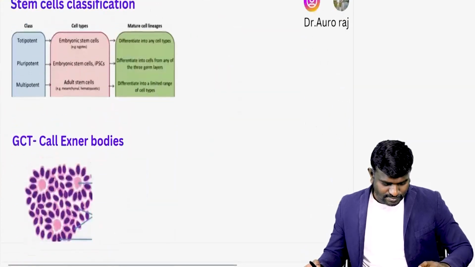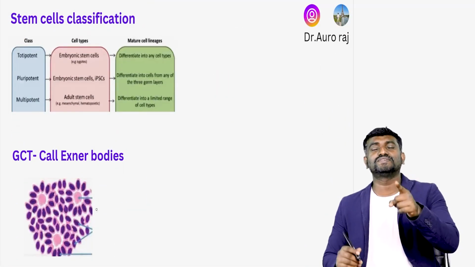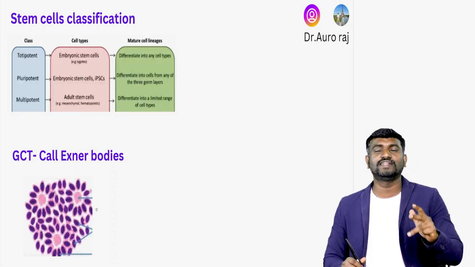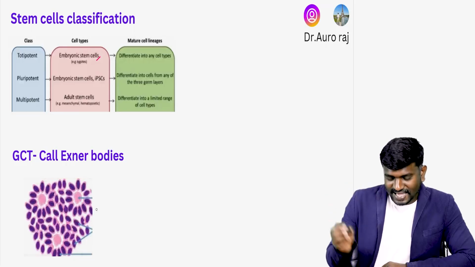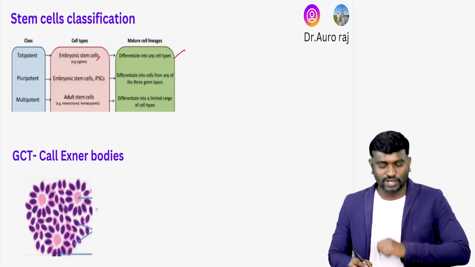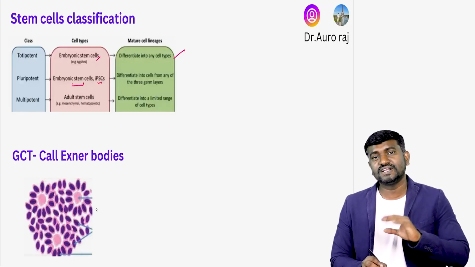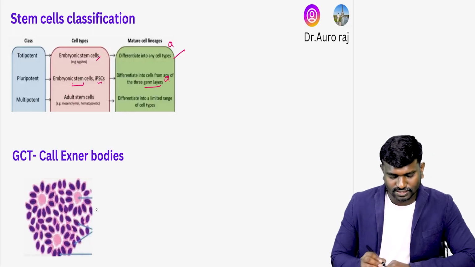Yes. Stem cell classification, you're going to remember 3 cell types: totipotent, pluripotent, multipotent. Totipotent is going to be embryonic stem cell. This can differentiate into any cell type. Very good. Pluripotent is going to be embryonic stem cells along with iPSCs. It can differentiate into what? 3 germ layers. Yes, both are important.